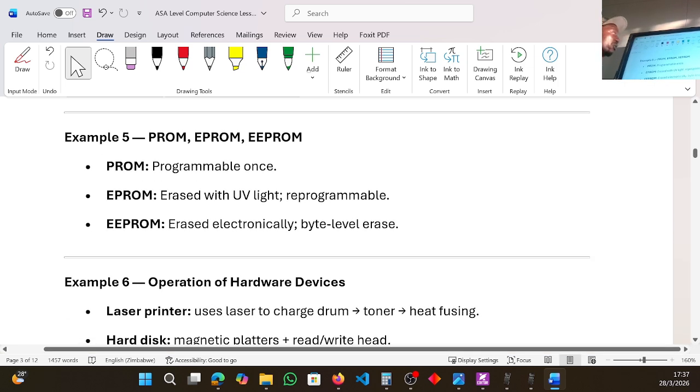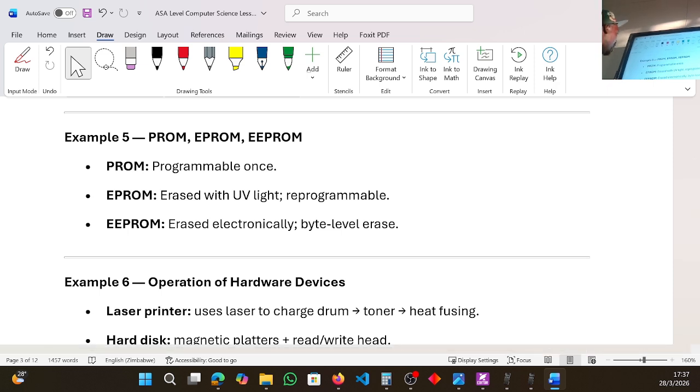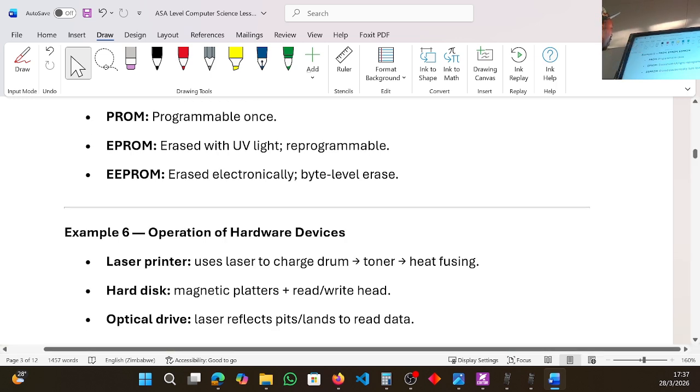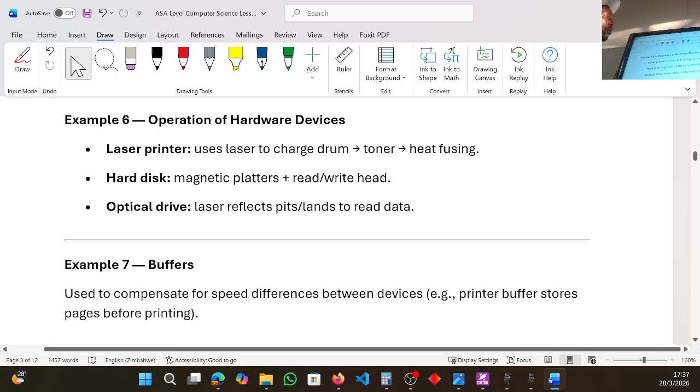Then we have read-only memory. PROM is programmable once; when you write it, you can't erase the data. But EPROM is erasable with UV light, so it's reprogrammable. Once you feel like changing the instructions, you can. Then we have EEPROM, that's erased electronically, electronically erasable programmable read-only memory. It's byte-level erase. Then operation of hardware devices.